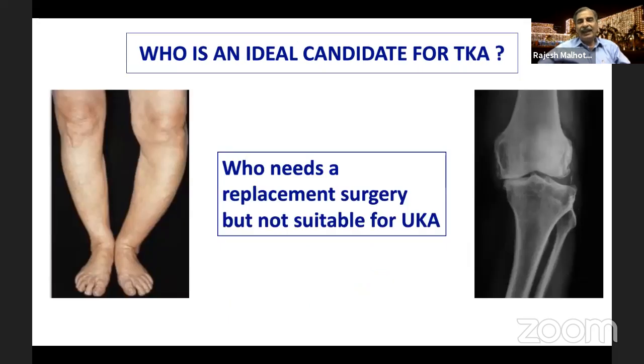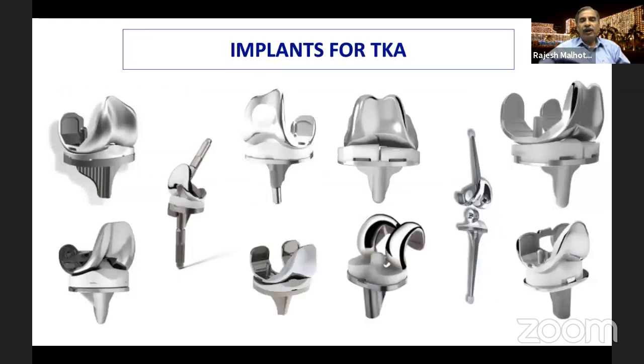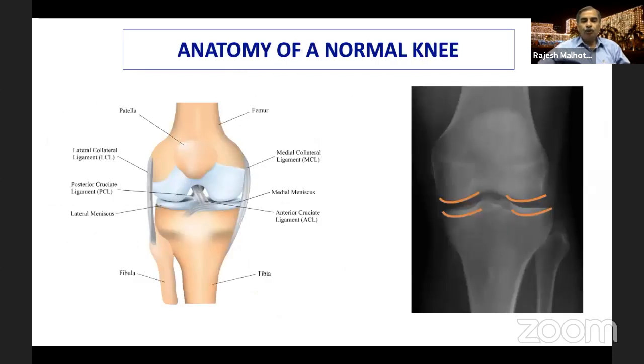Now, who's an ideal candidate for TKR? In my book, the one who needs replacement surgery and is not a suitable case for UKR. And there's a whole range of implants to choose from. Of course, I know that I have to make a case for the CR knee, which I do, but I just want to put everything in perspective and show you that there's a lot to choose from.